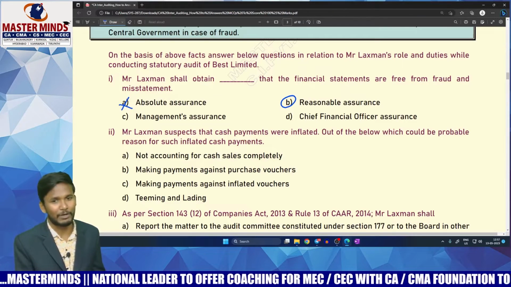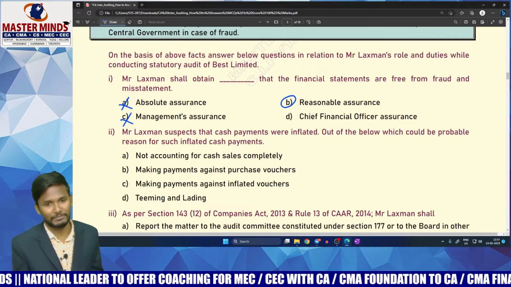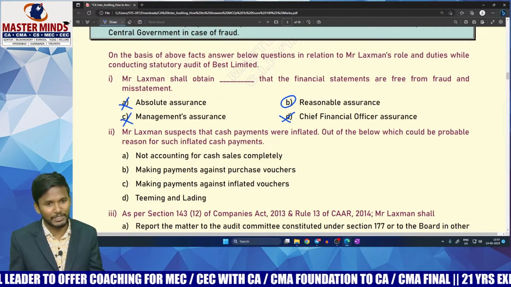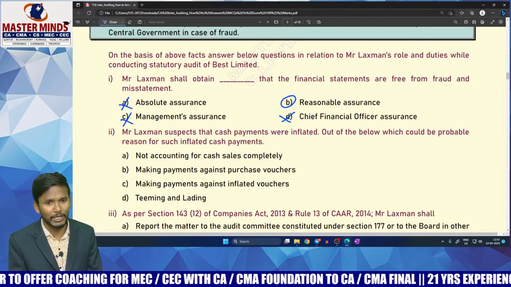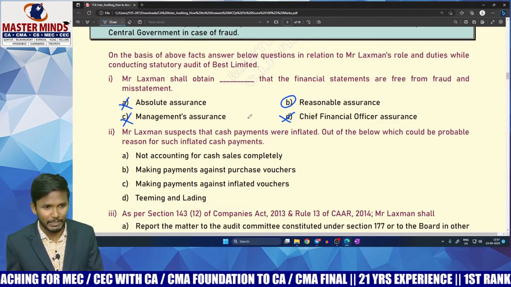Management assurance, what nonsense you are talking. This kind of assurance is not there. Chief Financial Officer's assurance. In your entire auditing paper, did you try studying something called management assurance, Chief Financial Officer assurance? No, no. Yes. So what is the correct answer here now? Answer is reasonable assurance. Yes.